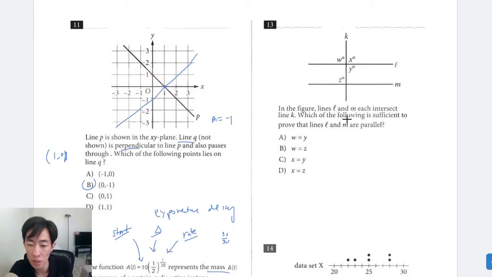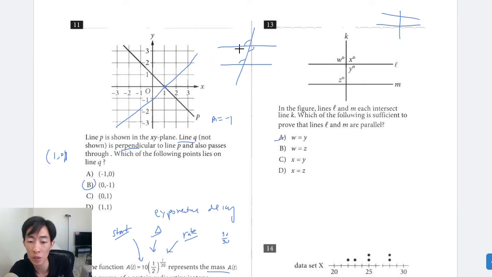Question 13, lines L and M intersect line K. Which of the following is sufficient to prove lines L and M are parallel? Very quickly, you should remember parallel lines cut by a transversal have either corresponding angles that are the same or alternate interior angles, meaning this one and this one. If the corresponding ones or the alternate interior ones are the same, then that proves them parallel. So let's look at it. W equals y. If W equals y, that's actually always true because these are vertical angles. That's going to be true no matter what orientation line L is at, so that's not going to work.